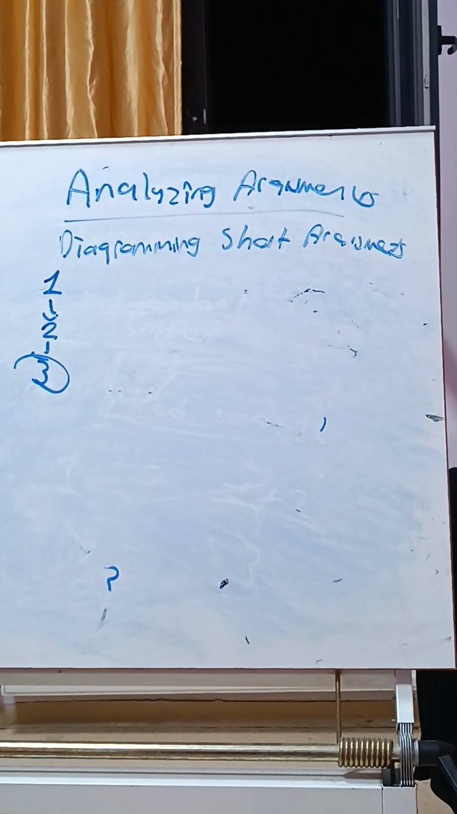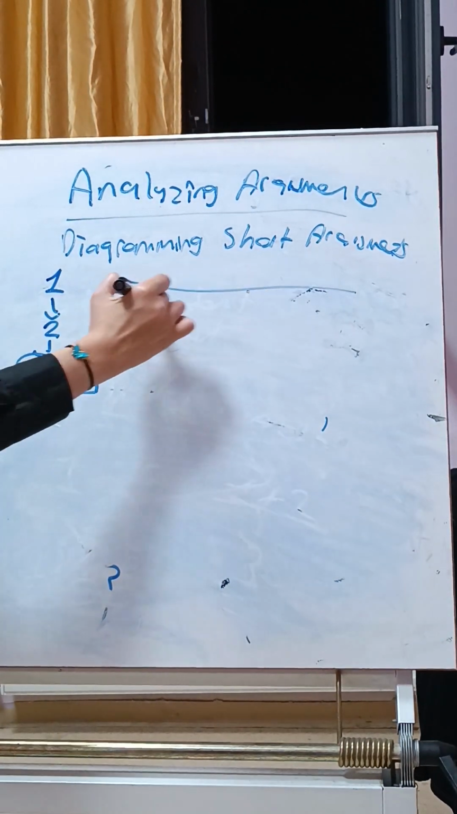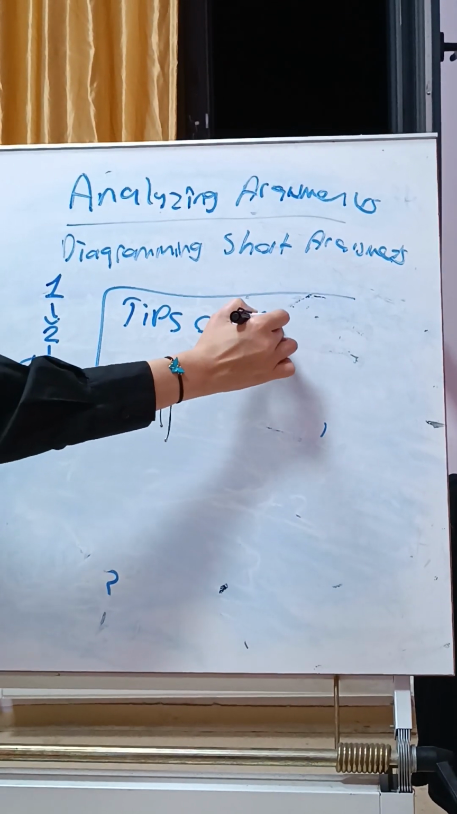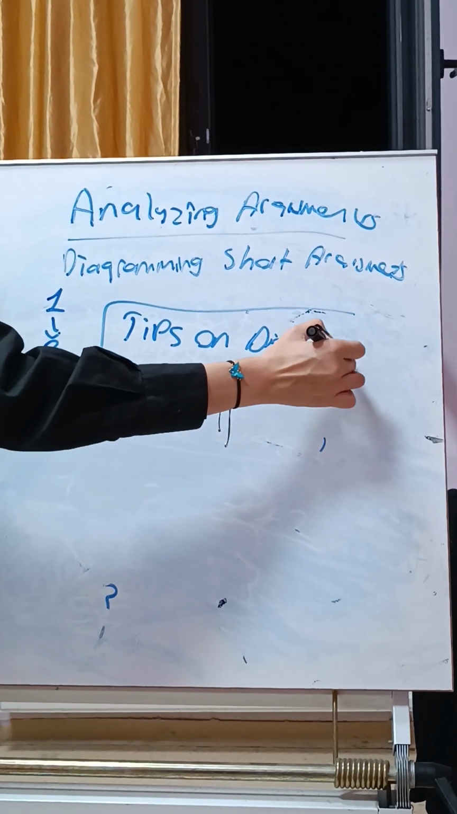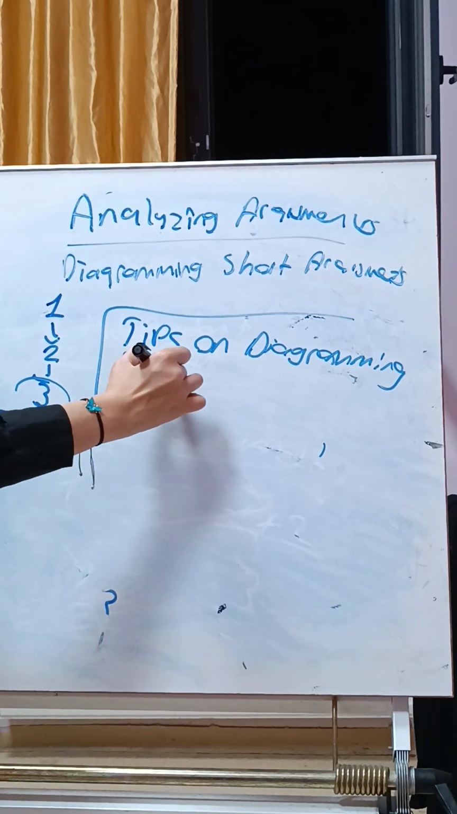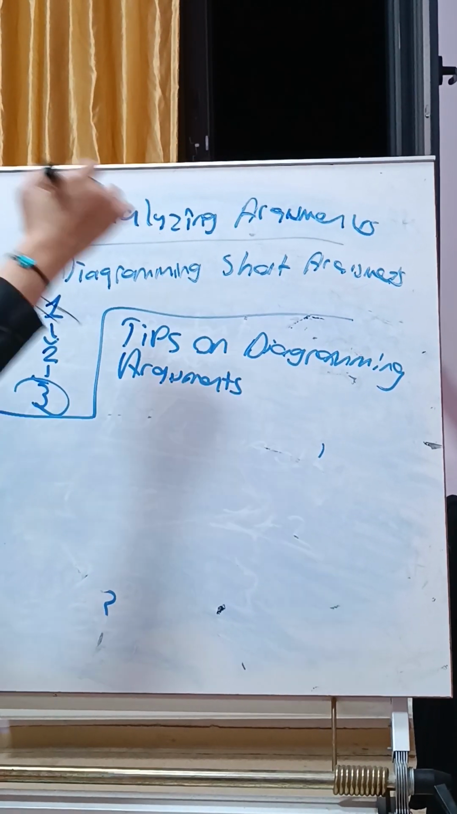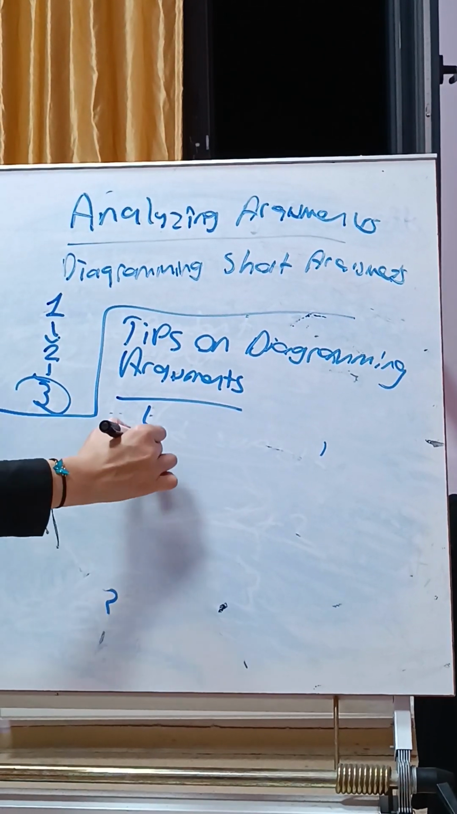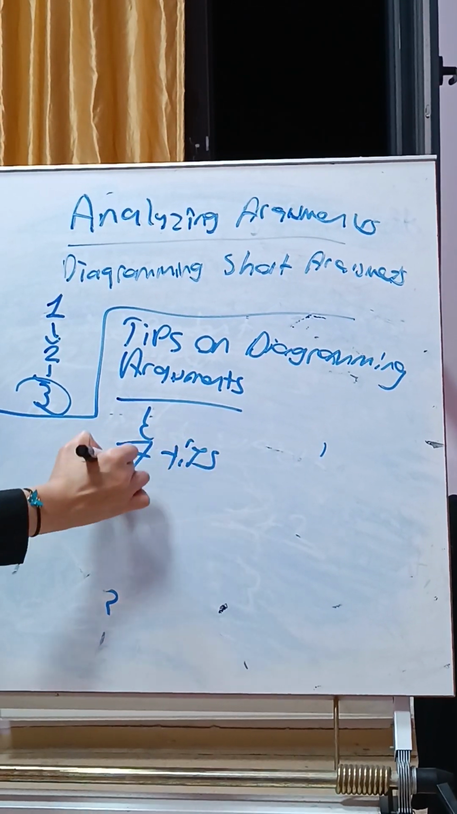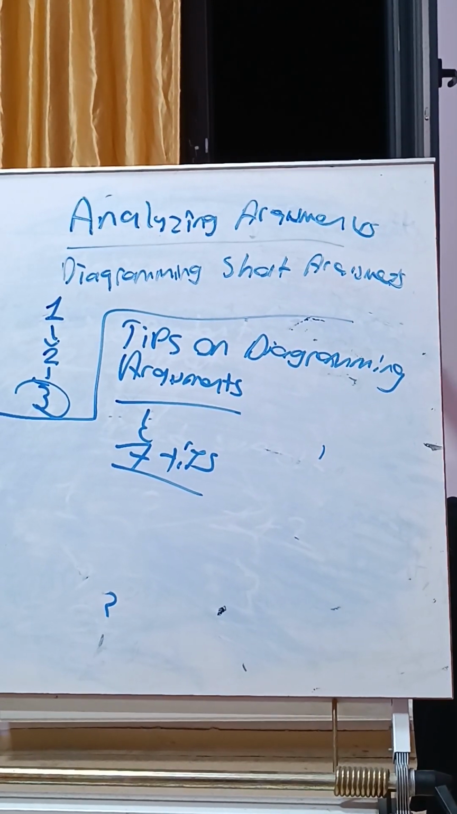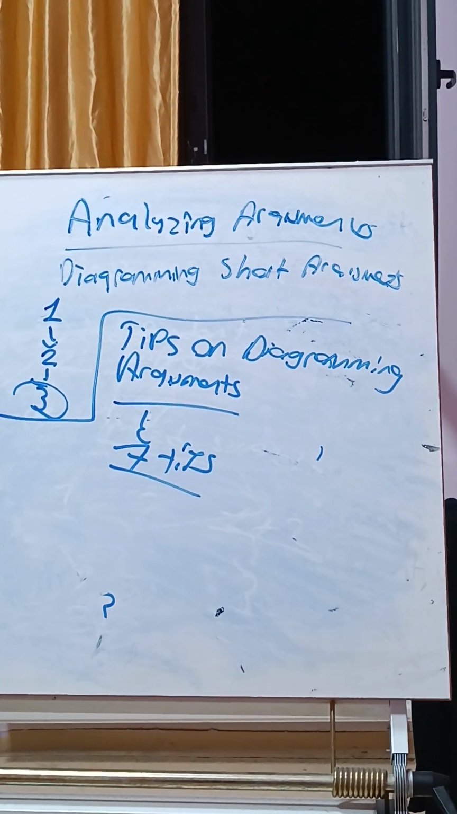Now, let's look at the tips on diagramming arguments. As a total, we have 7 tips. First one is find the main conclusion first. Secondly, pay close attention to premise and conclusion indicators.